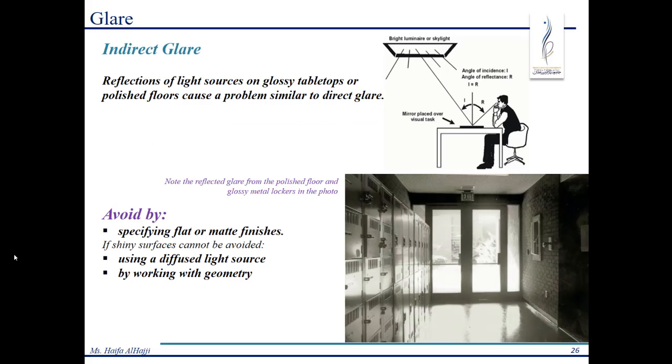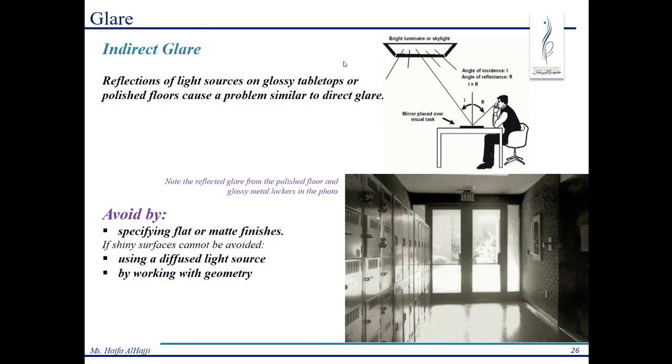Now let's talk about indirect glare. As we can see, indirect glare, like I told you, is light being reflected off the visual task. So what we need to always think of here are our visual task location, the observer's eye location, and the light source location. All of these together will determine whether we're going to experience indirect glare or not.